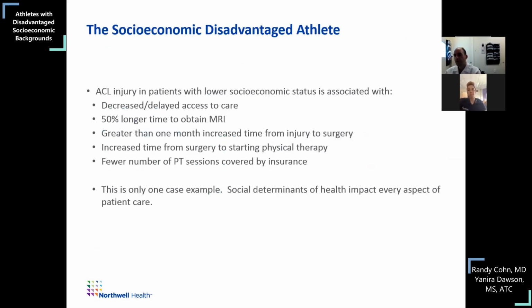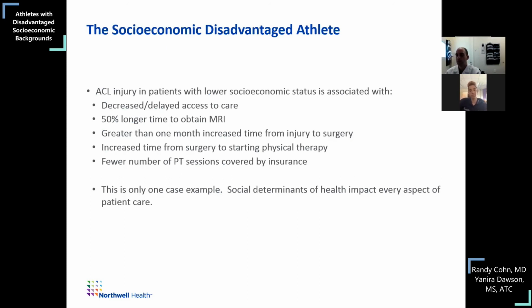So in this case, we have an ACL tear in a patient of lower socioeconomic status. In looking through the literature, we know that lower socioeconomic status with ACL tears is associated with decreased or delayed access to care, approximately 50% longer time to obtain an MRI, and a greater than 1 month increase from injury to surgery compared to people with private insurance. There's an increase in time from surgery until starting physical therapy, and fewer PT sessions covered by insurance. This has been shown with many other orthopedic conditions as well, including fracture care and shoulder instability.